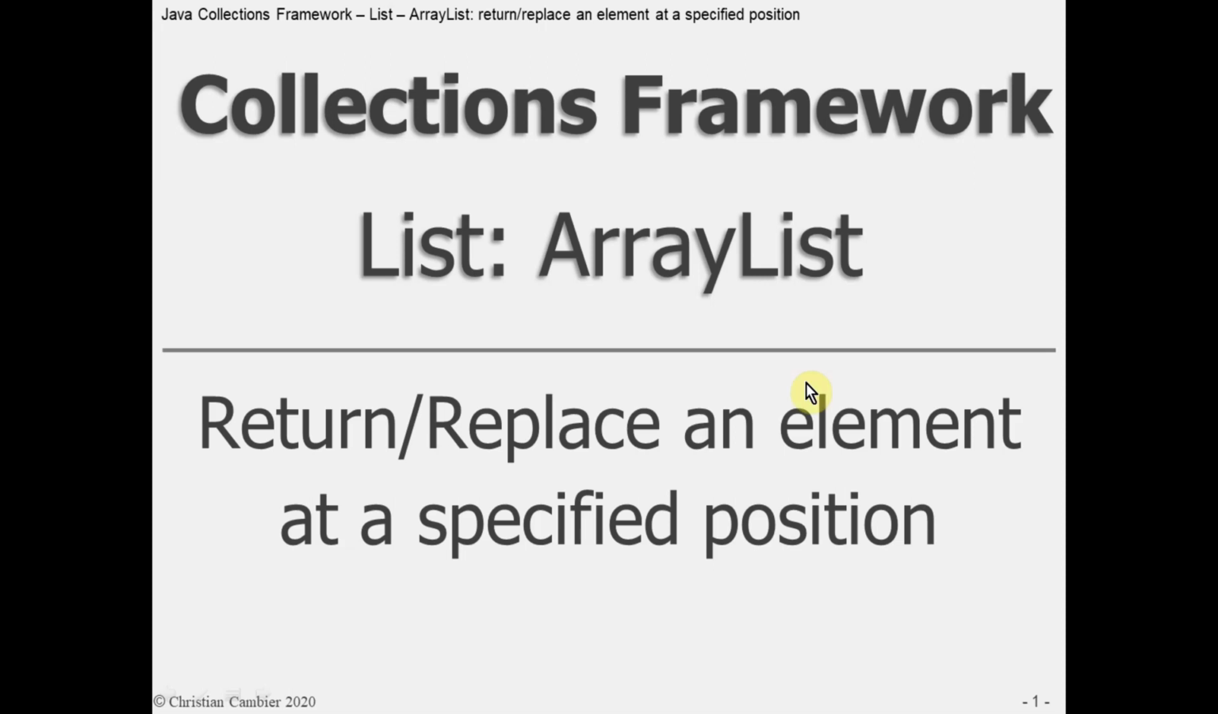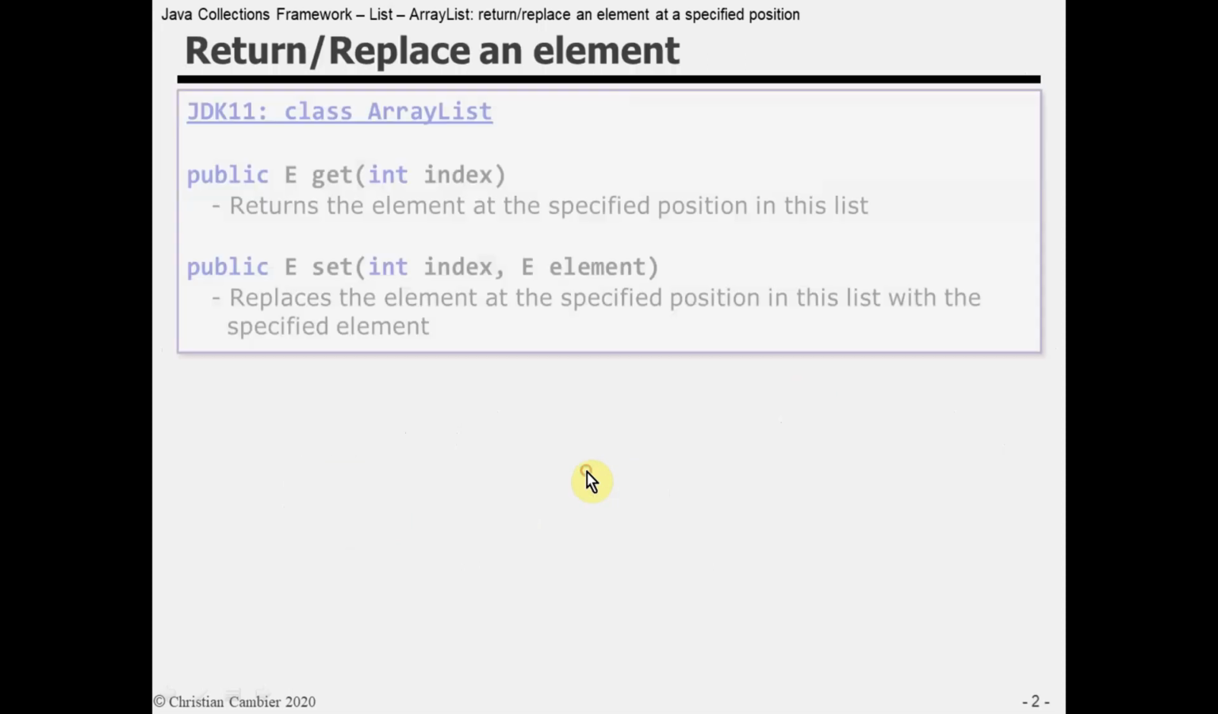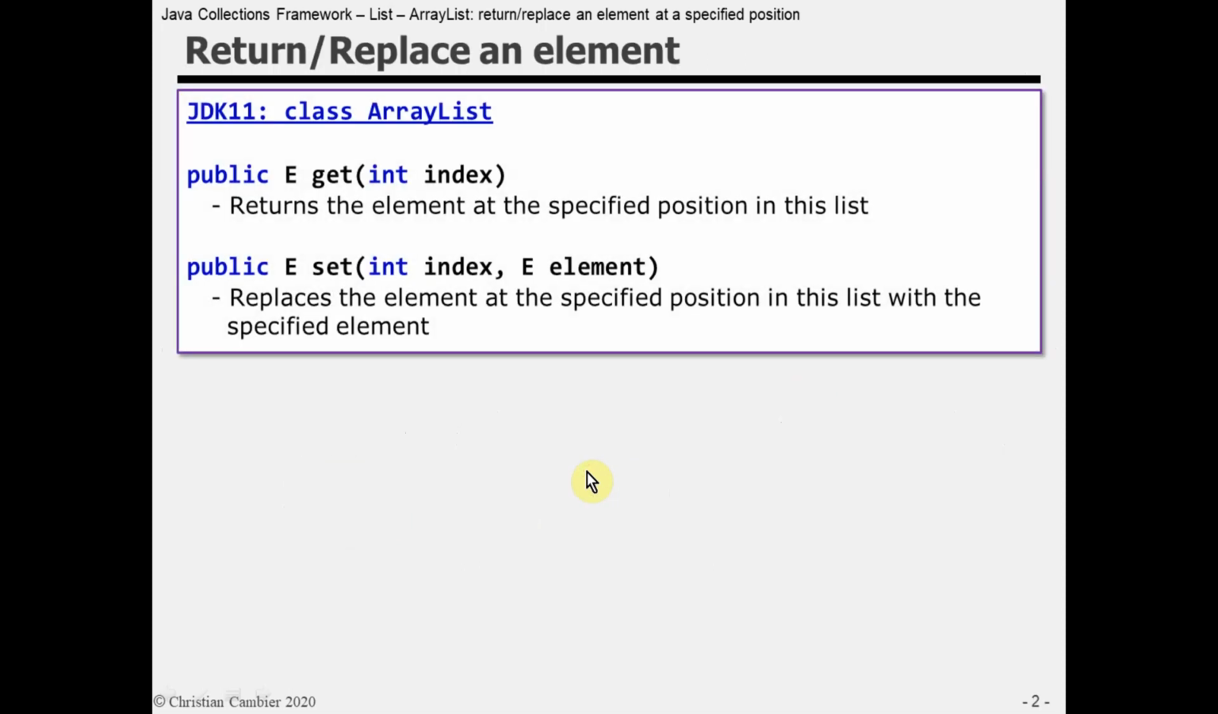Welcome to another video of Java Under the Hood about the collections framework ArrayList. In this demo I'll examine how an ArrayList behaves when returning an element using the get method and when replacing an element with the set method. These are the two methods that I'll discuss. The get method returns an element at a specified position, and the set method replaces an element at a specified position with another specified element.